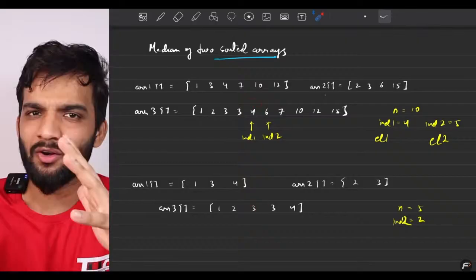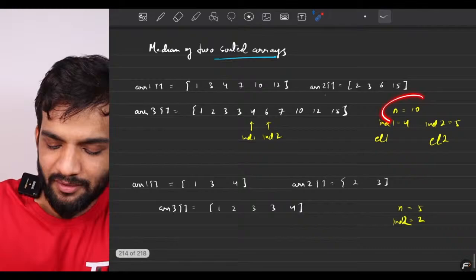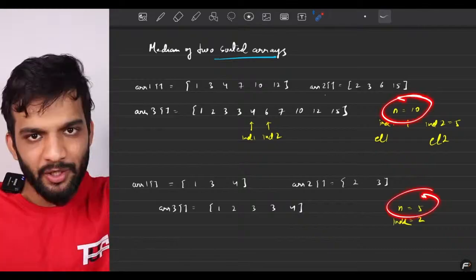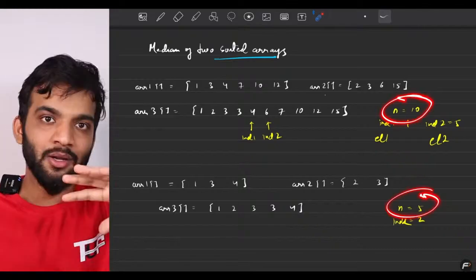So when you're doing the algorithm, if you remember, we checked for n's value at the end. If it was odd, we did the computation. If it was even, we did the computation at the end. But before that, we merged them together.